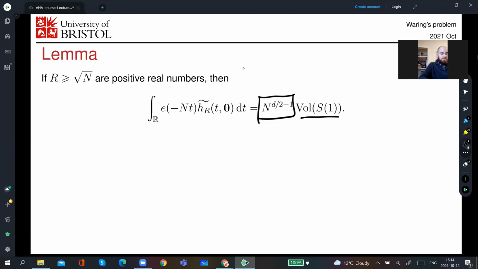Oh, sorry. I have some notes with this on here. Okay. So how do we do these changes of variables?